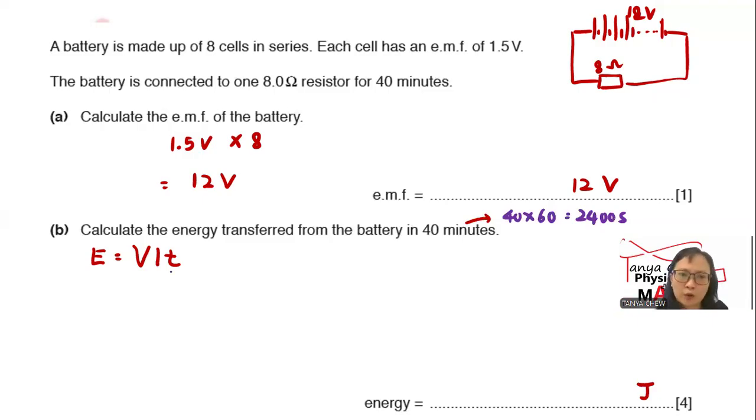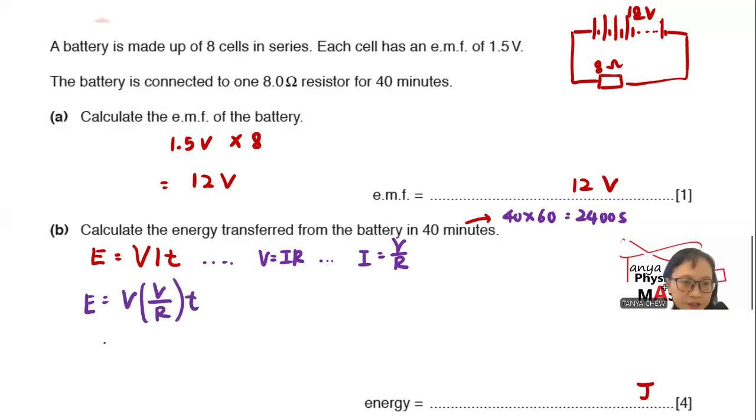Okay, let me recall. If I cannot recall any of the equation related to electrical energy, never mind. Recall Ohm's law. V equals IR. Is that okay? V, I have V, which is the EMF of the battery, but I don't have I. So I is equal to V over R, and I sub into that equation, V over R times T. So I make some modification. I have V square over R times T.